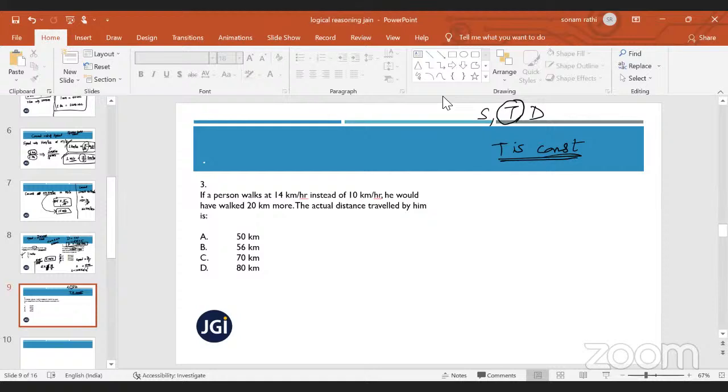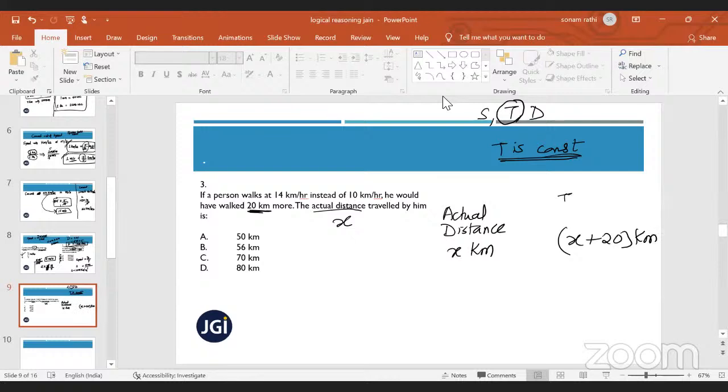So whenever we get a time, speed, distance question, it is always advisable to find out one thing which is not changing. Because once we get it, we can equate the question easily. Now, let's say the actual distance is X kilometer. And they are saying it is increasing by 20 kilometer more, so it will become X plus 20 kilometer.